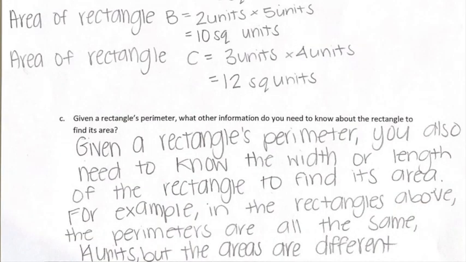C says, given a rectangle's perimeter, what other information do you need to know about the rectangle to find its area? So given a rectangle's perimeter, you also need to know the width or the length of the rectangle to find its area. For example, in the rectangles above, the perimeters are all the same, 14 units, but the areas are all different.